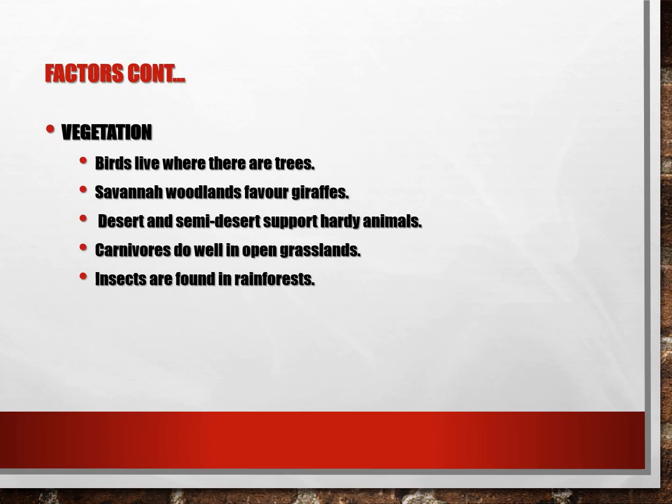We continue with the factors. Now, the other factor is vegetation. Different kinds of animals will tend to do well in different forms of vegetation. For instance, birds will live among trees because they construct their houses on trees. So areas that have thick forest or trees will tend to have more birds. Then savanna grasslands, woodlands, will favor giraffes because they have isolated trees, and giraffes with their tall necks will want to feed on this vegetation.